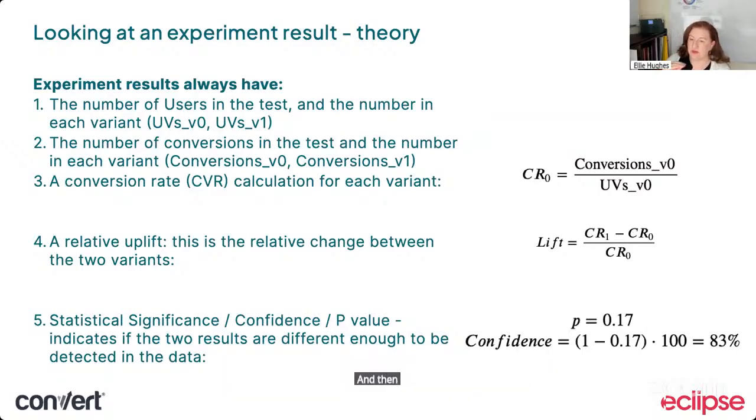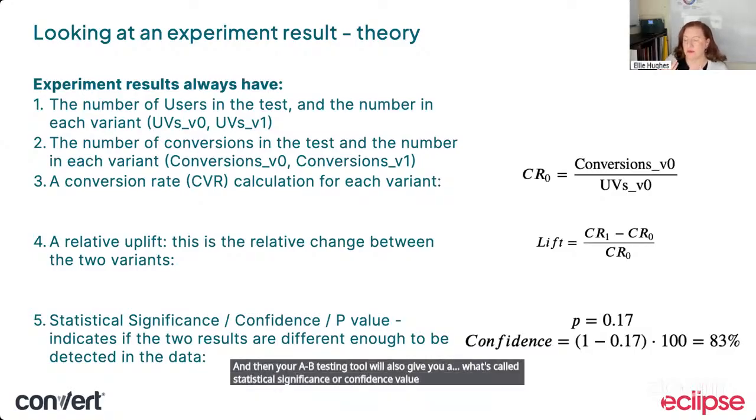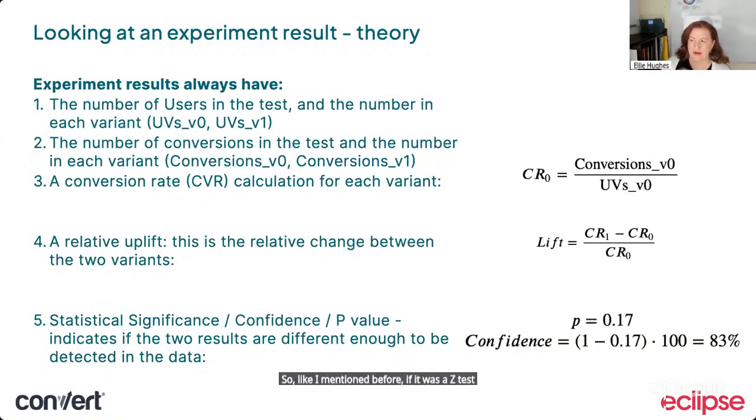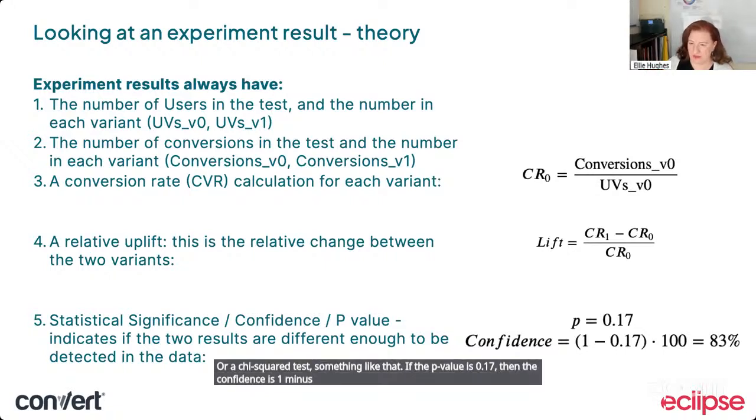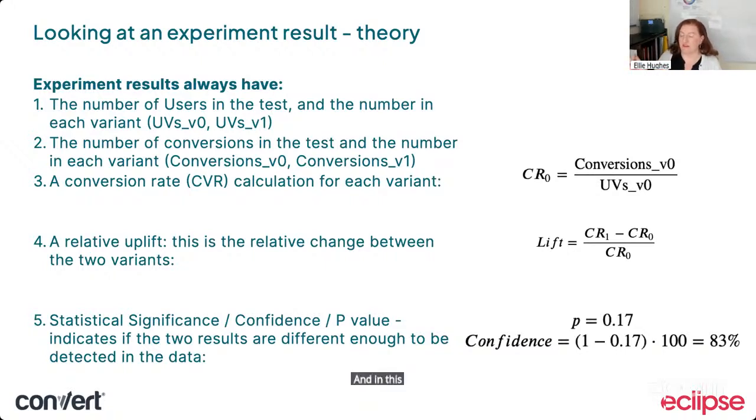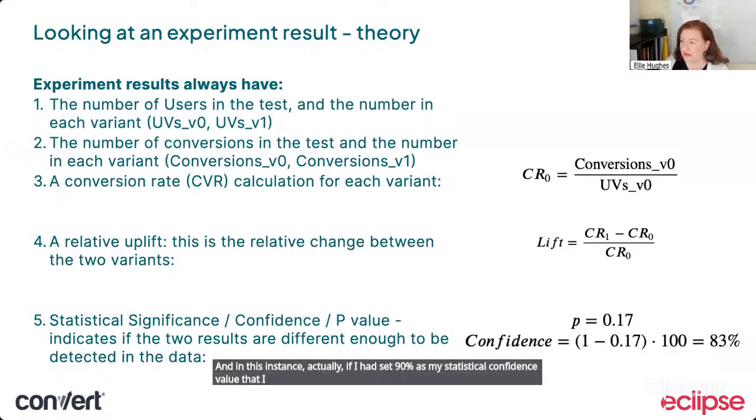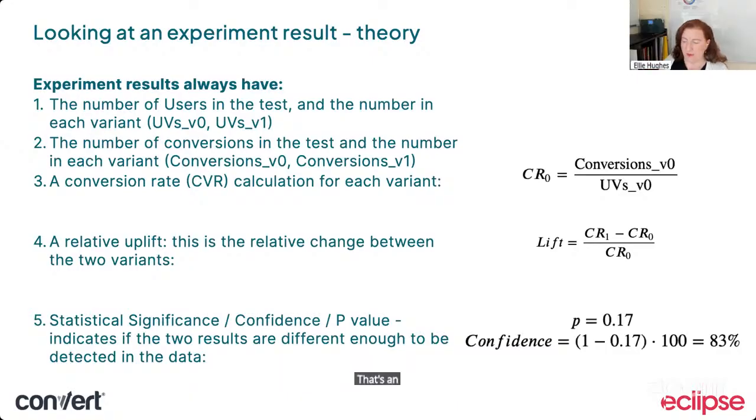And then your A/B testing tool will also give you what's called statistical significance or confidence value, which comes from a p-value. The p-value comes from the statistical test that's being run behind the scenes. Like I mentioned before, if it was a z-test, a t-test, or a chi-squared test, something like that, if the p-value is 0.17, then the confidence is 1 minus that, so it's 83%. And in this instance, if I had set 90% as my statistical confidence value that I wanted to achieve, I would not yet be confident in this experiment, so I wouldn't have rolled it out if I had gotten this result. That's an example there where you've got the 83%.